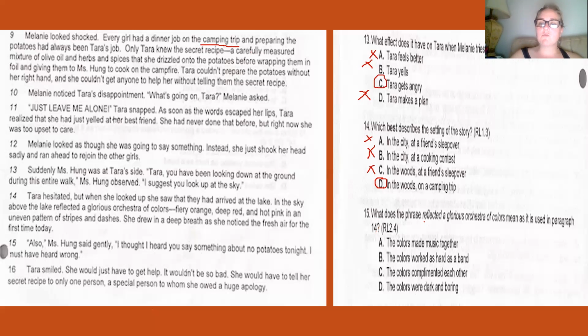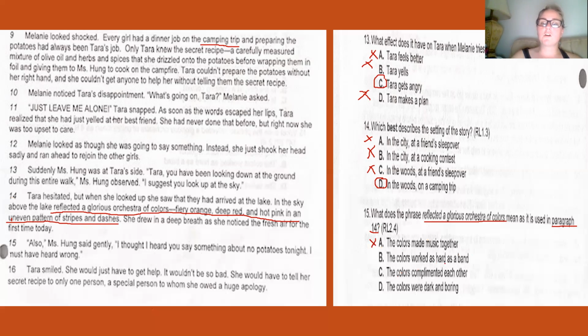15, what does the phrase "reflected a glorious orchestra of colors" mean as it is used in paragraph 14? So remember, when it says in a paragraph, we have to go back and look in that paragraph. So it says, in the sky above the lake reflected a glorious orchestra of colors, fiery orange, deep red, and hot pink, and an uneven pattern of stripes and dashes. So let's look, what do we think that means? A, the colors made music together. So think about this. Yes, there's all these colors, but do the colors from the sunset make music? No. So A is not the answer.